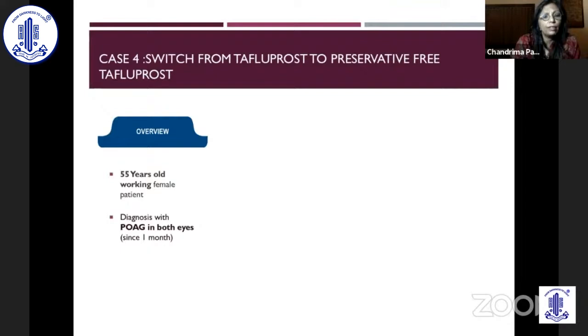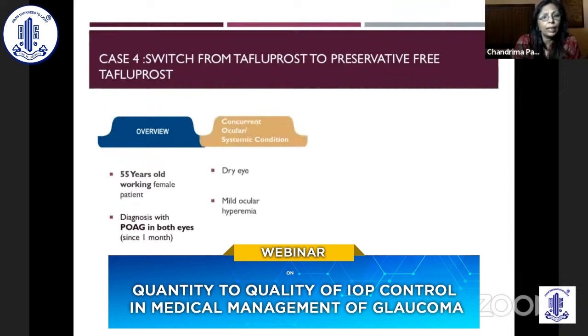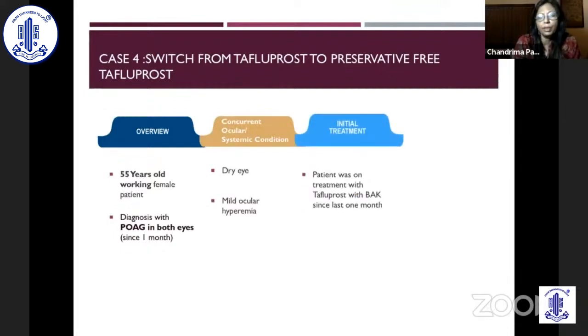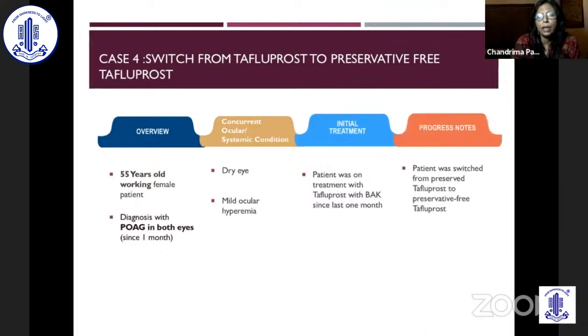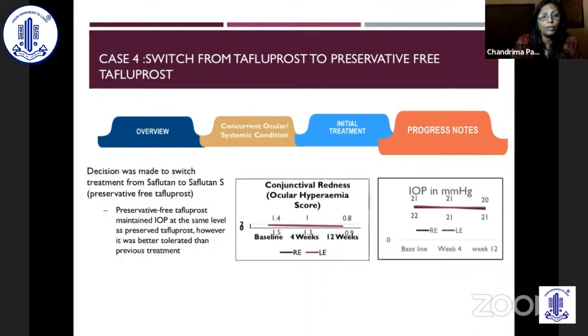So this was a 55-year-old working female patient who was again diagnosed with primary open-angle glaucoma, had dry eye and mild ocular hyperemia. The patient was on treatment with tafluprost with BAK since the last 1 month. So once we had the BAK-free tafluprost, we switched her over to that. And the preservative-free tafluprost maintained IOP at the same level. If you look at that, the conjunctival redness, the ocular hyperemia score, did come down drastically, and IOP also was maintained.